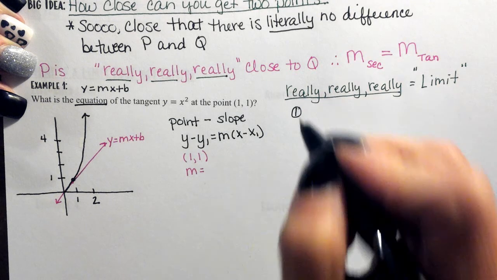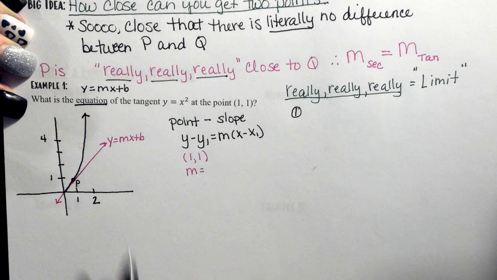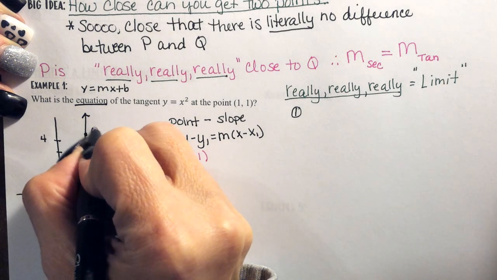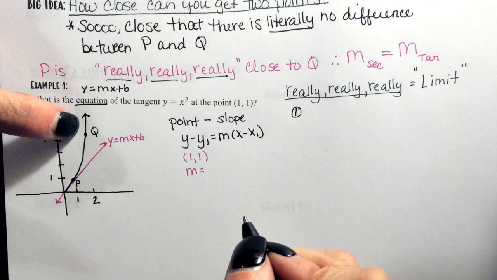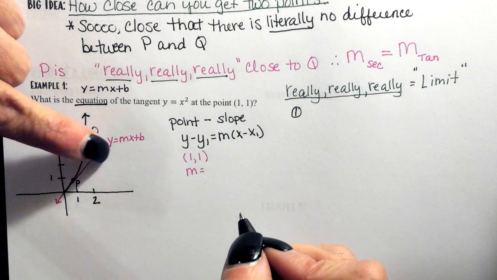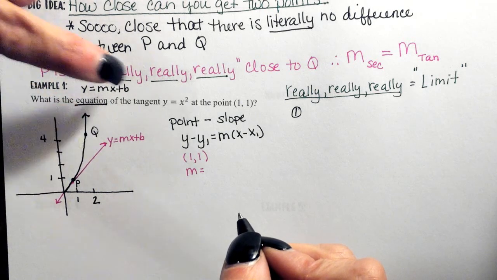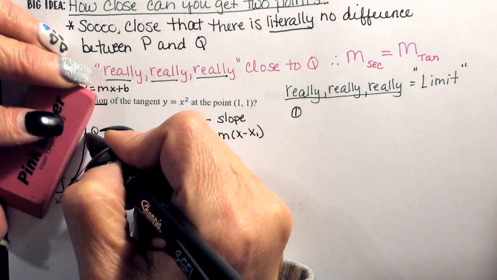One is we're going to have 2 points. I'm going to call this point down here P, and I'm going to call this point up here Q. And I know Q's not really going to be up here. It's going to be really, really close to P. But just so I can draw it, I'm going to go ahead and do it this way. So let me get my eraser and connect these.